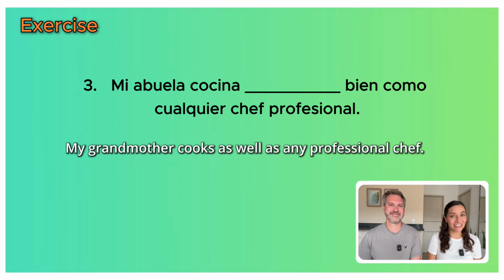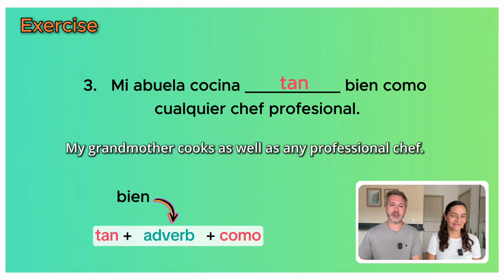Mi abuela cocina blank, bien, como cualquier chef profesional. Mi abuela cocina tan bien como cualquier chef profesional. Here, bien is an adverb describing how she cooks. So with adverbs, we need tan bien como.